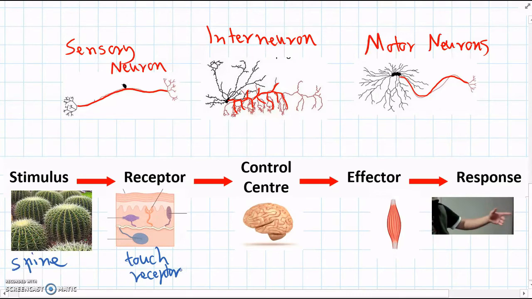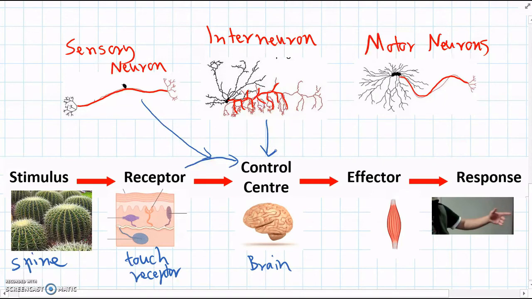But this is where the neurons come in. So a neuron is going to carry the message from our fingers to the control center. And it's the sensory neurons that do this. Sensory neurons go from the receptor to the control center, which is the brain. And remember, the brain is made up of interneurons, so that's where interneurons come in.